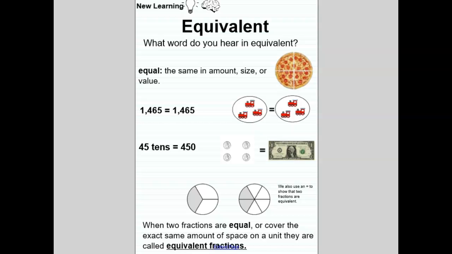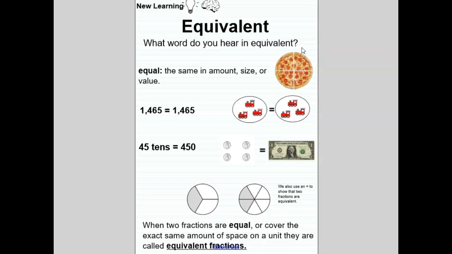Do you guys remember what equal means? Fantastic. Equal means the same in amount, size, or value. I have some equal representations on the screen for you. Let's look at some of them together. Let's look first at this delicious pizza. You will notice that it's split into 4 equal pieces. I know that the size of the slices of pizza are equal because they cover the same amount of space or area. They're the exact same size.